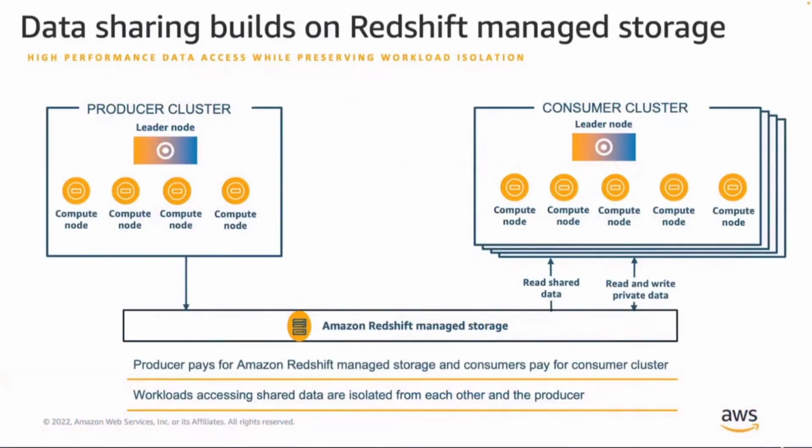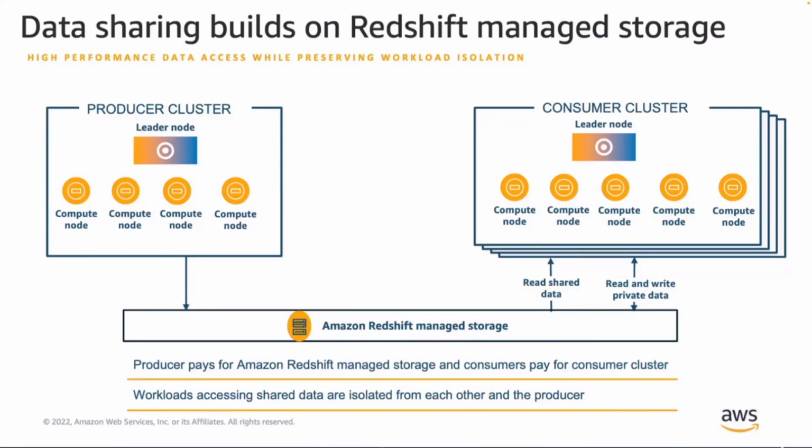All right, so now let's take a quick look at how Redshift data sharing works at a high level. Data sharing builds on Amazon Redshift RA3 nodes and Redshift managed storage. RA3 is the next generation instance type, which allows you to separate compute and storage. With these node types, you can scale your storage independently of your compute.